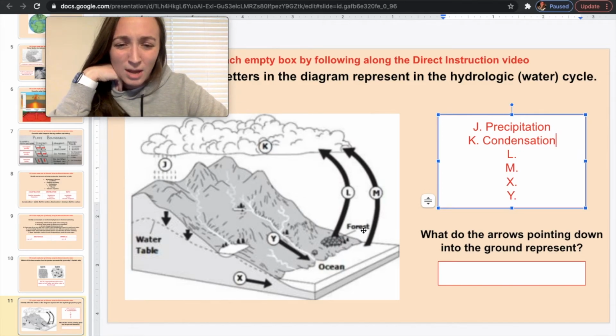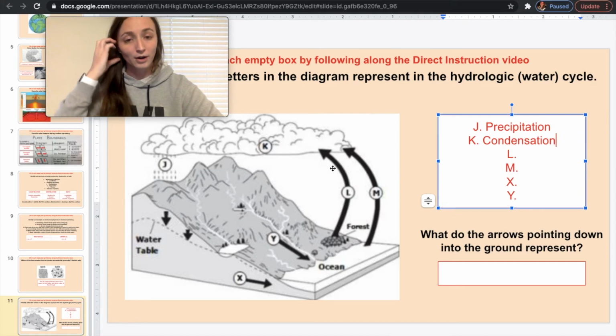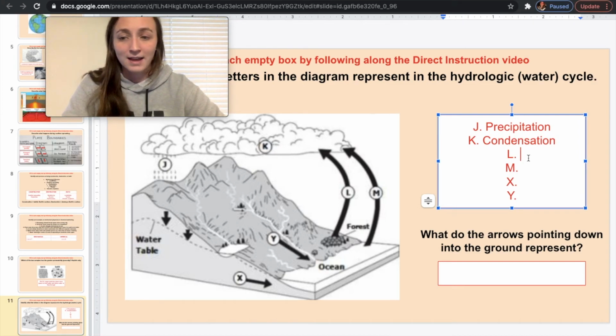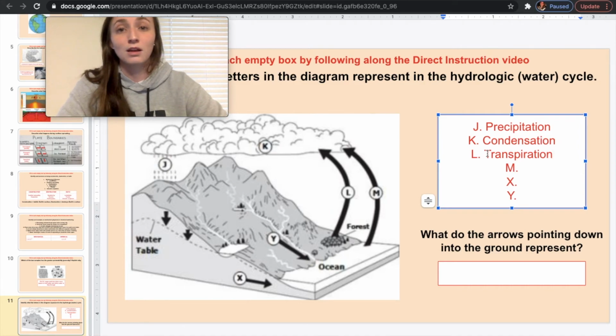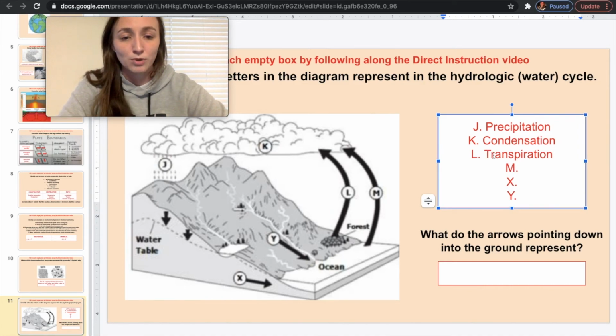So here we have L, and if you look closely at L, it's a little hard to see in this picture, but it's labeled as a forest. So we have water coming from trees or plants going back up to the sky. So anytime you have water coming from a plant and turning into water vapor up into the air, that is going to be your transpiration. And we remember transpiration starts with a T, and so does trees. So think from trees to the sky, transpiration.